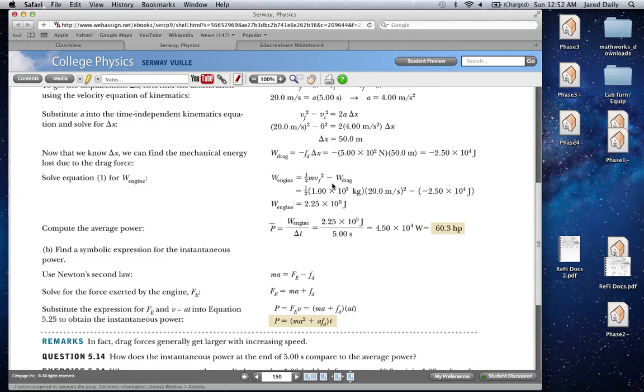And why would it need that? Because the engine has to both overcome the drag force, it has to overcome the friction by putting that much energy back into the boat, but it also has to put out enough energy to do the accelerating or maintain the velocity or whatever it's doing in this problem. So once we get the work of the drag worked out here, we work out the work the engine does, and we get 2.25 times 10 to the 5th joules. And then we take the power, which is the work of the engine, divided by delta T, and we get 4.5 times 10 to the 4 watts. Convert that to horsepower, 60.3 horsepower.